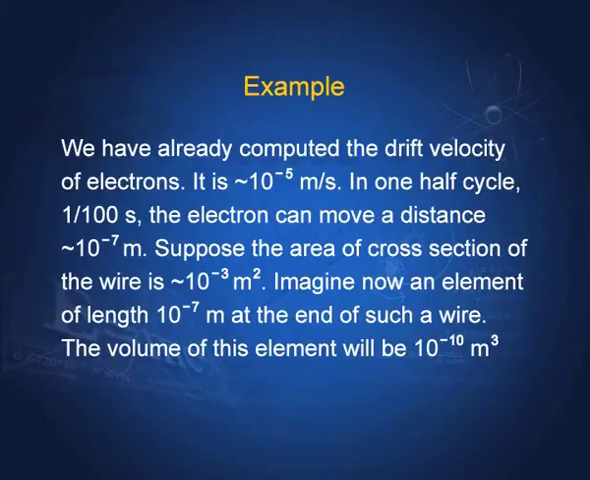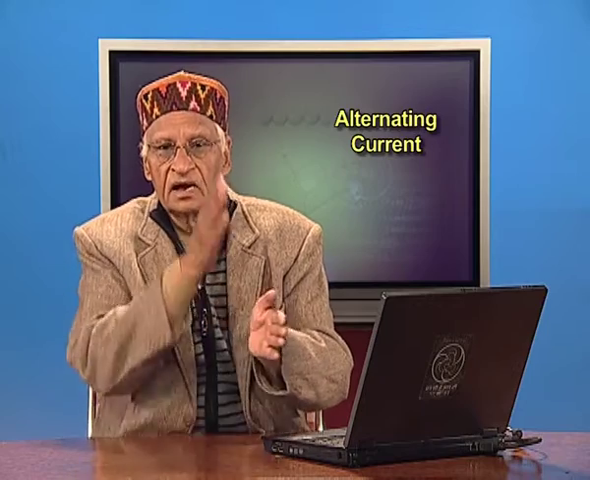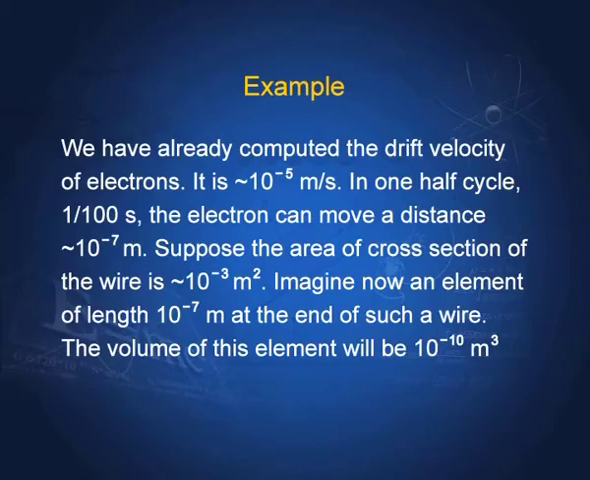In one half cycle, say 1/100th of a second. You see, in India this applies at 50 hertz, that is, each cycle is 1/50th of a second. In half cycle it is 1/100th of a second. So, in 1/100th of a second the electron can move 10 to the power minus 5 into 1 by 100, that is about 10 to the power minus 7 meters.